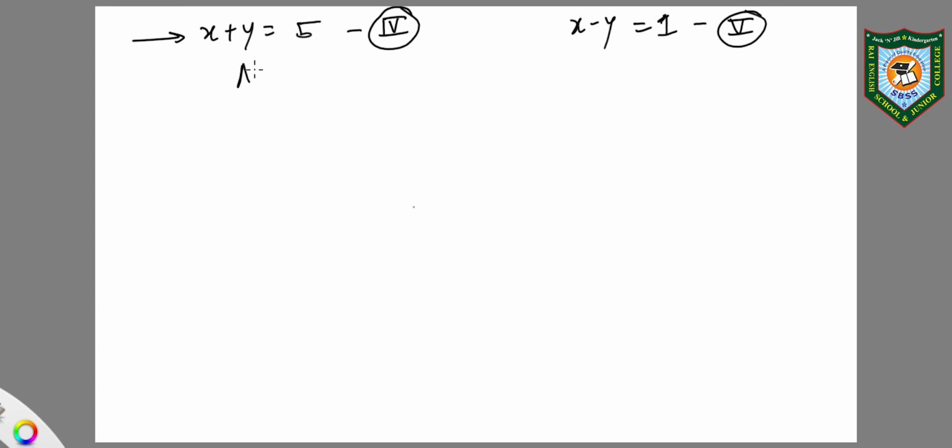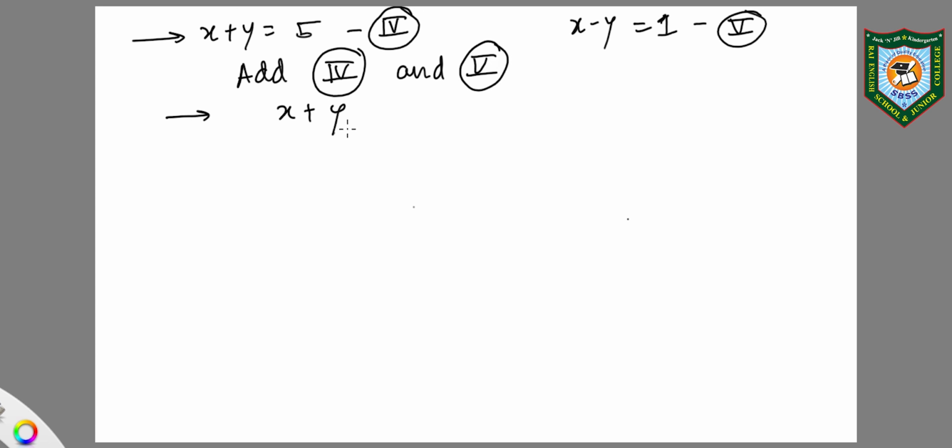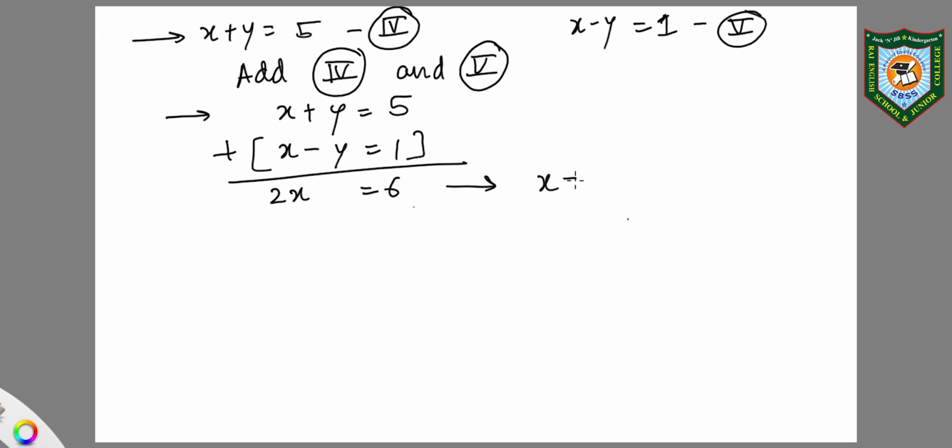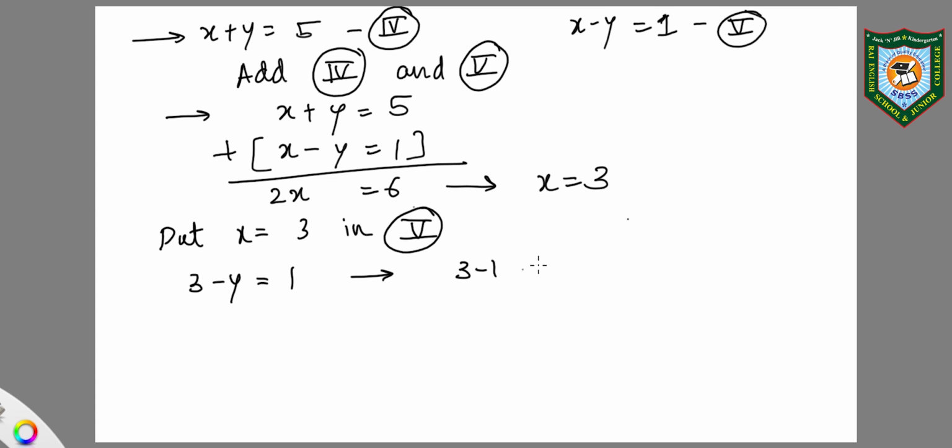All we have to do is add 4 and 5. That will give me x plus y is equal to 5 plus x minus y is equal to 1. So this becomes 2x is equal to 6, which implies x is equal to 3. So once I put x equal to 3 in equation number 5, that gives me 3 minus y is equal to 1, which implies 3 minus 1 is equal to y, and therefore y is equal to 2. So my solution for this question is x comma y is equal to 3 comma 2.